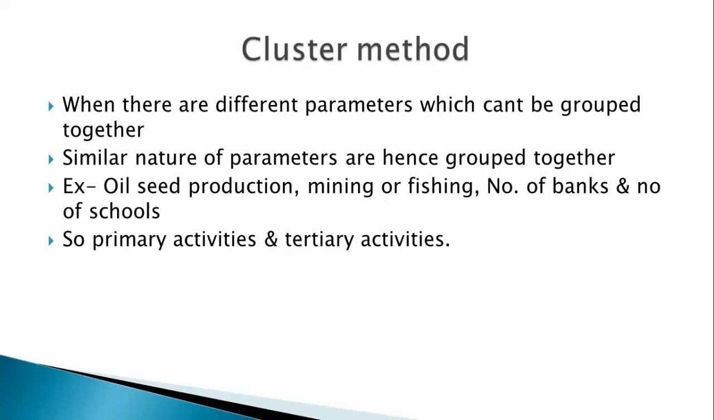Then how can we group? We can group based upon the activities, because oilseed production, mining or fishing, livestock come under primary activities. So we group all those regions based upon the primary activities. Regions having more dominance of primary activities are grouped into one region. Regions having more dominance of tertiary activities, like number of banks and number of schools, are grouped into another region. So this is how formal regions are analyzed and delineated.